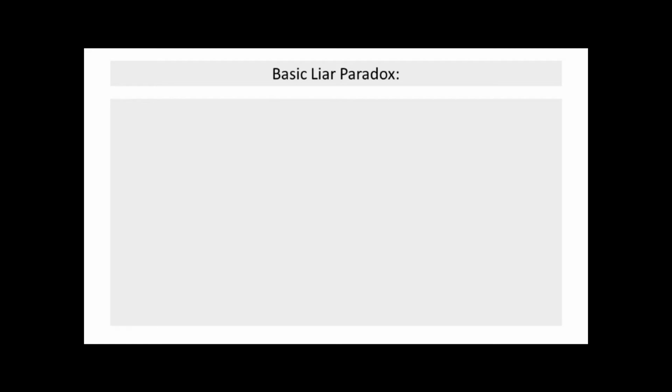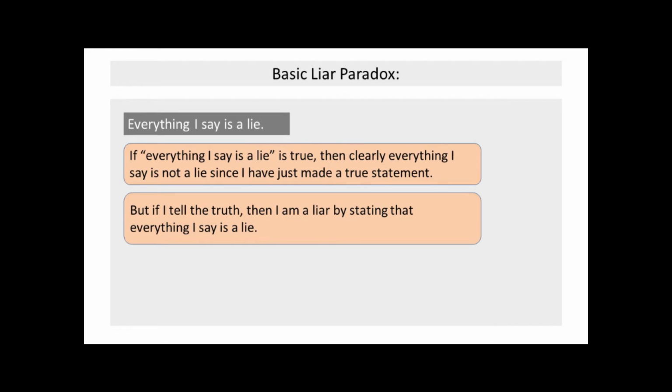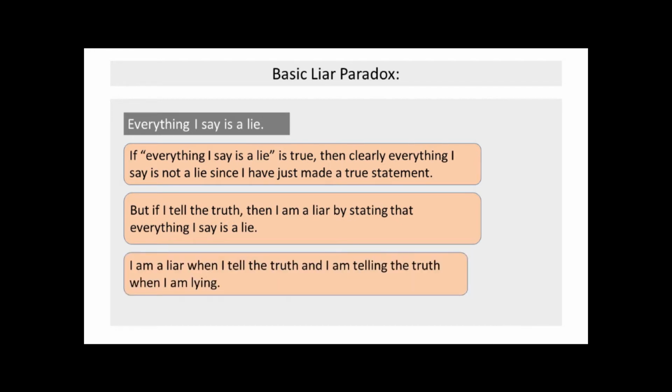Let's try this one. "Everything I say is a lie." If "everything I say is a lie" is true, then clearly everything I say is not a lie, since I have just made a true statement. But if I tell the truth, then I am a liar by stating that everything I say is a lie. I am a liar when I tell the truth, and I am telling the truth when I am lying.